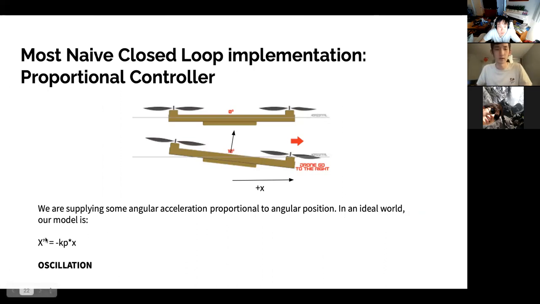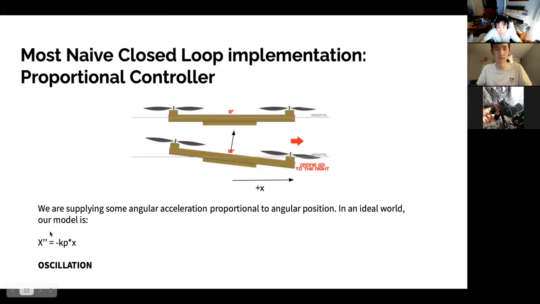That means this should be an angle, so it should be like theta or something. I'll just use x here. For those who know differential equations, the second derivative of x is equal to negative some constant times x. This is a second order differential equation with no damping, and if it's familiar to you, this is the precursor to harmonic oscillation.